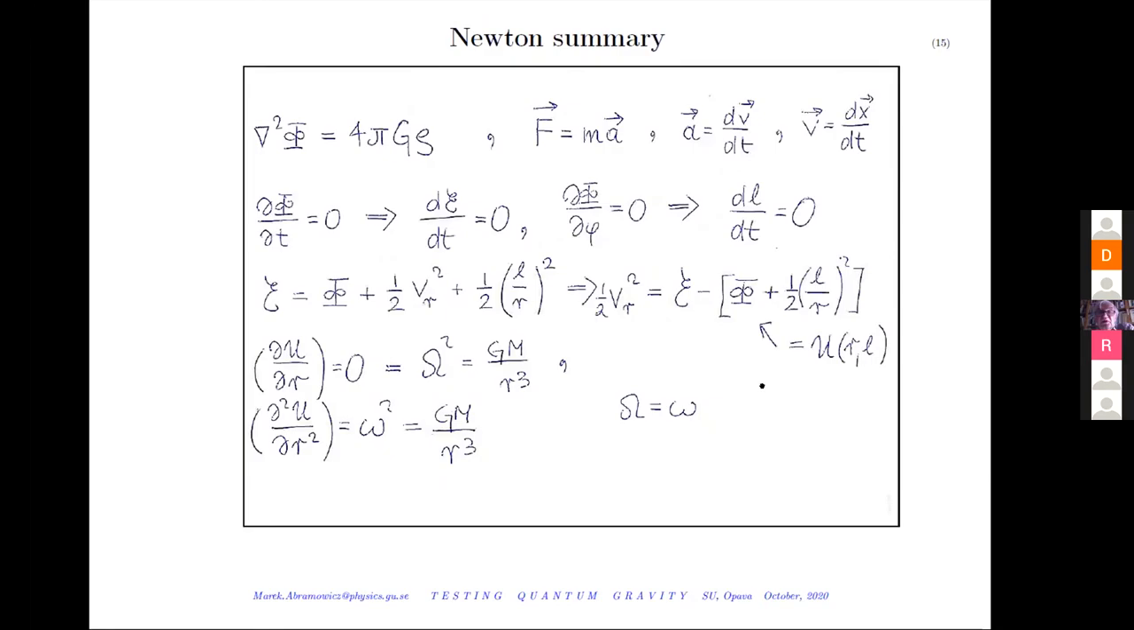In summary: potential, energy and momentum conservation, energy, effective potential, first derivative equals zero at the circular orbit, and then we have this Kepler's law. The second derivative equals the epicyclic frequency squared, and we have the epicyclic frequency, and they are equal.